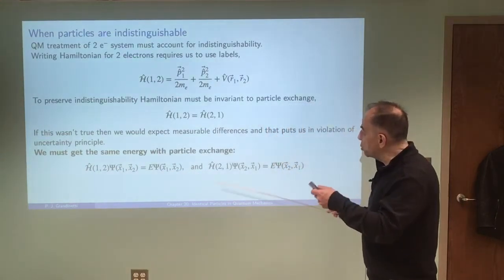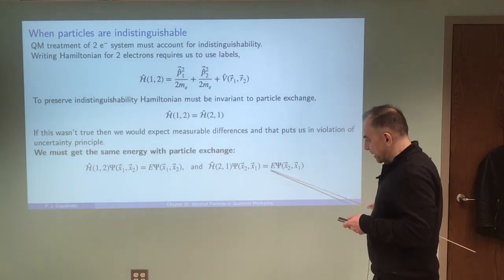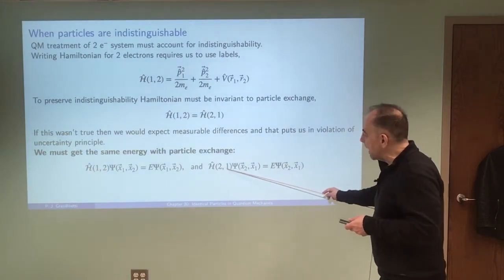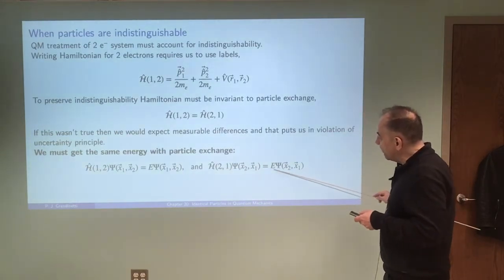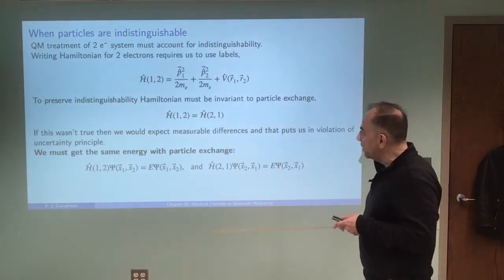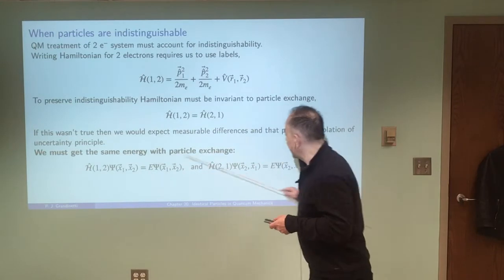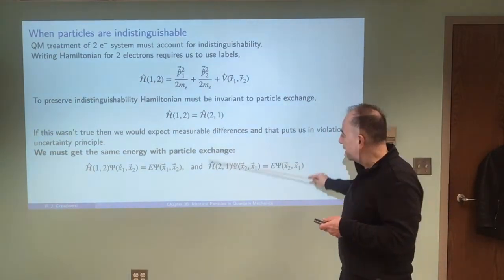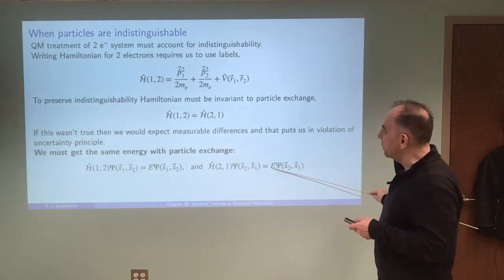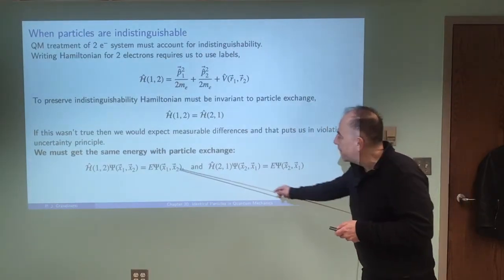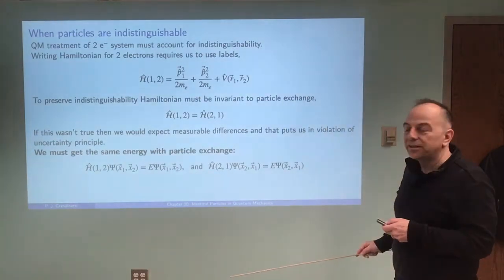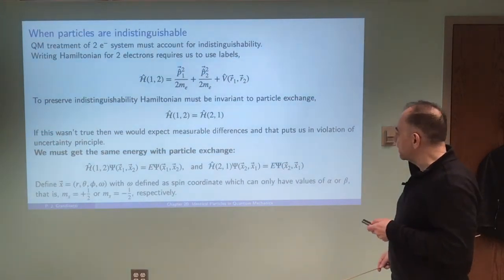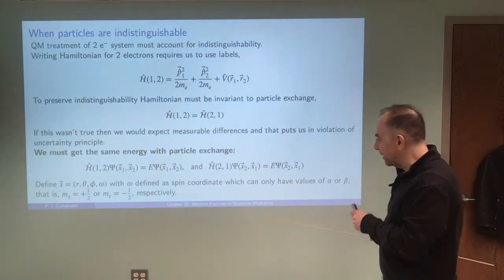But if we exchange the particles, exchange the labels, then this Hamiltonian on this wave function will give me back exactly the same energy eigenvalue. So this Hamiltonian and this Hamiltonian are the same Hamiltonian. This energy and this energy are the same energy. But this wave function and this wave function are not necessarily the same. And we'll talk about that in a second here.